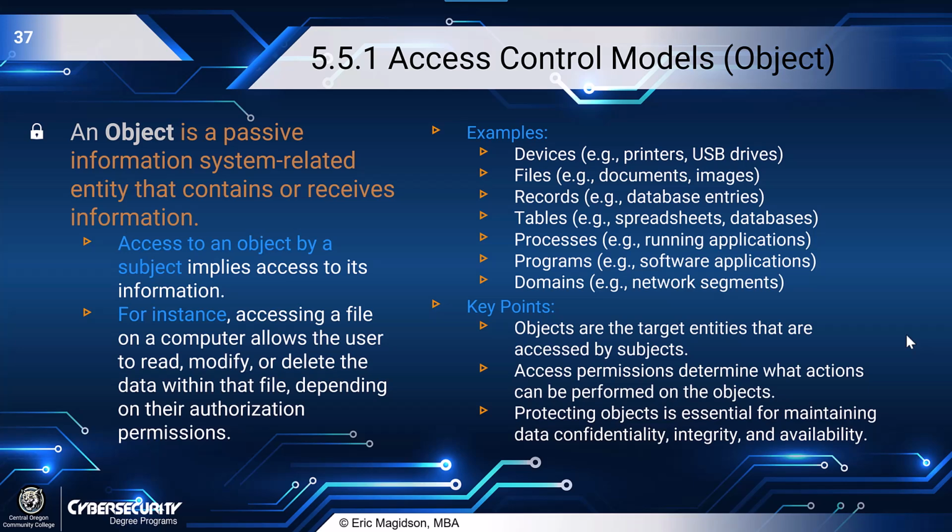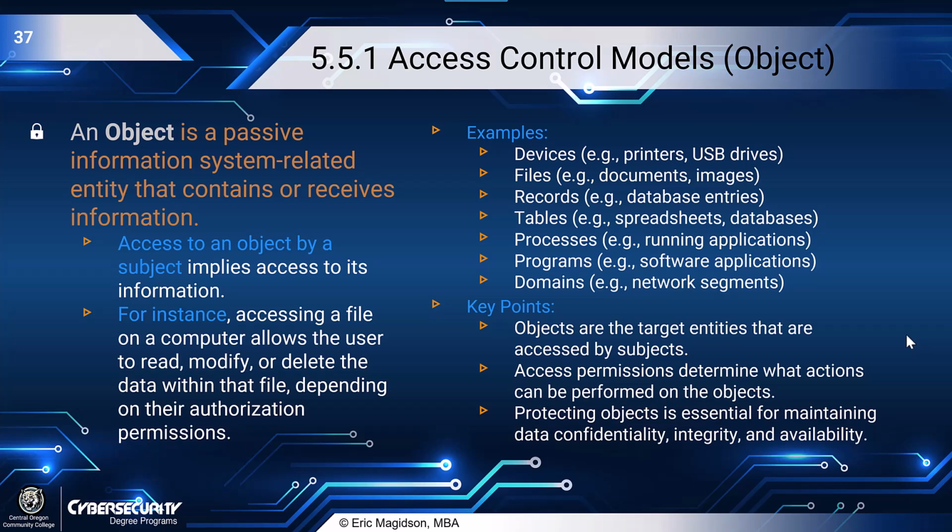So examples of objects are devices, okay? Do we have access to printers, USB? What files do we have access? Records, tables in a database? What processes can we run? There's certain things that we want to keep end users from doing on a client computer, not only so that we don't have the oops, I don't know what I did, now fix it, but also to secure that client, secure the endpoint, right? Programs, domains.